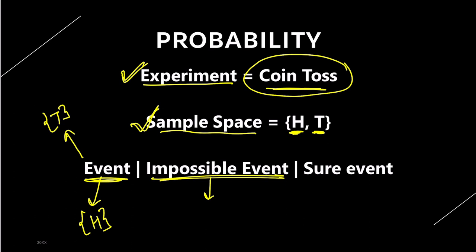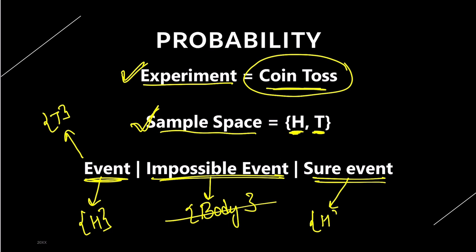What is an impossible event? As I've already told you, one time I tossed a coin, but instead of head or tail, a body came. That is an impossible thing, so that is an impossible event. What is a sure event? A sure event means a head coming or a tail coming. There is nothing such as a body event. So the sure events are head or tail. I hope it is clear what these three terms are.